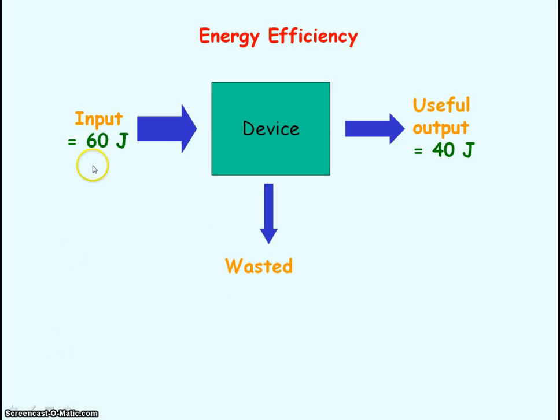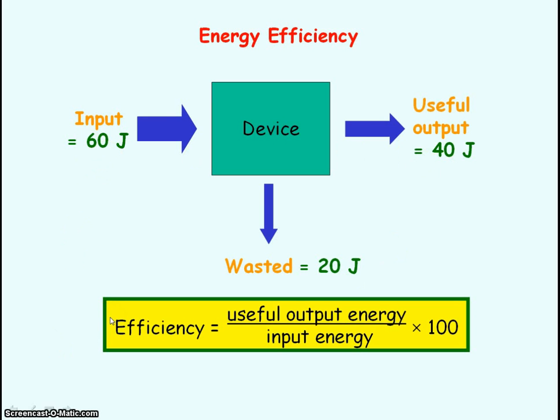So if we have an input energy of 60 joules and a useful output energy of 40 joules, then that means 20 joules has been wasted, and the efficiency will be the 40 joules divided by the 60 joules multiplied by 100, which will equal 67%.